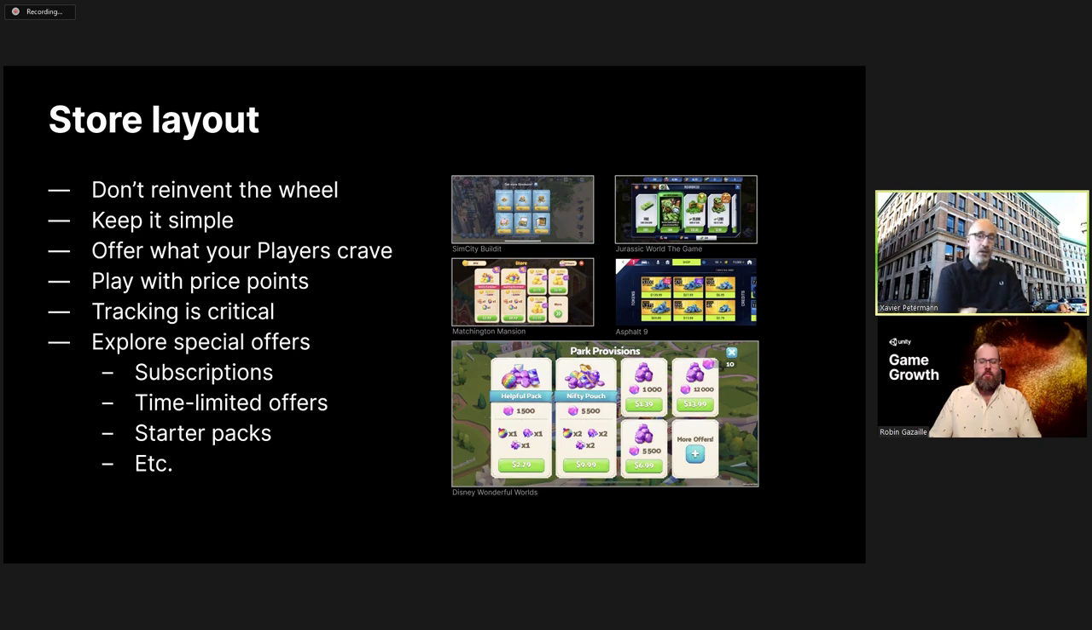Time-limited offers also work well. Starter packs that are custom-made for your early users that tell them, hey, you're new. We think you could want this. It will make your game a better experience. And the nice thing about starter packs is once people buy them, they're more committed to your game and more likely to just stick around and play. So it helps retention as well. And there's others. Once again, I can't say that enough. Look at your competitors, what they're doing, learn from them. If there's stuff that seems to work for them, try it in your own game.